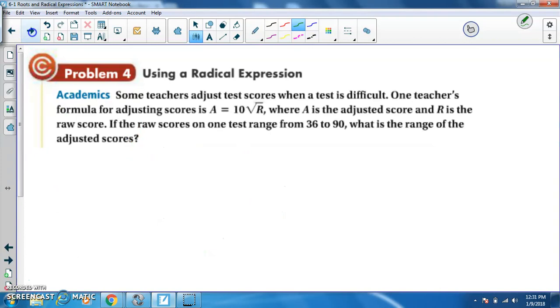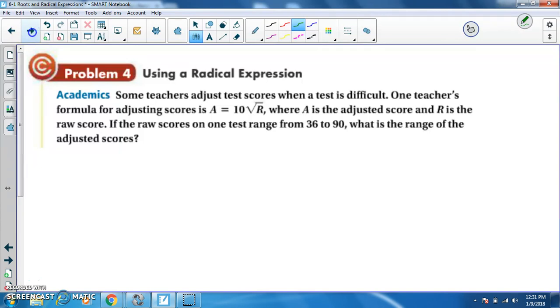Using a radical expression, some teachers adjust test scores when a test is difficult. One teacher's formula for adjusting test scores is a is equal to 10 times the square root of r, where a is the adjusted score and r is the raw score. If the raw scores on one test range from 36 to 90, what is the range of the adjusted scores?